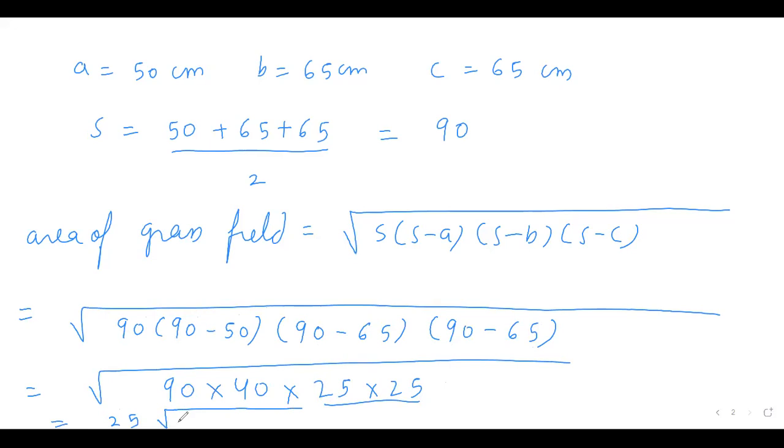So 90, I can break it like 3 into 3 into 10. And 40, I can break it like 2 into 2 into 10. So just to get the pairs. So 25 into 3 into 2 into 10. 25 threes are 75, 75 twos are 150. So it is 1500. 1500 centimeter square is the area of grass field.